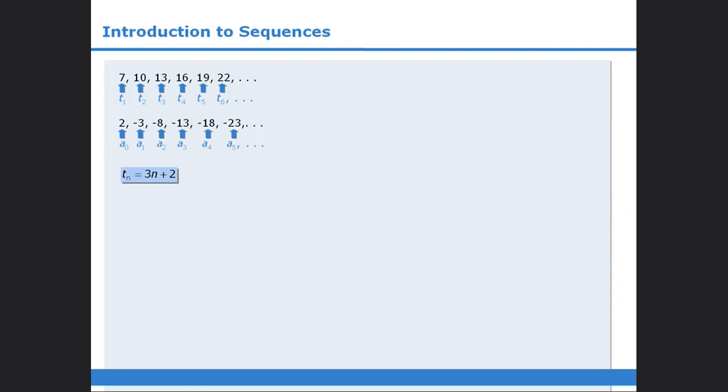Okay, let's summarize. In this lesson, we learned the notation used for sequences. We learned that some sequences on the GRE are accompanied by a formula that we can use to find any term in the sequence, and we learned that some sequences are not accompanied by such a formula.